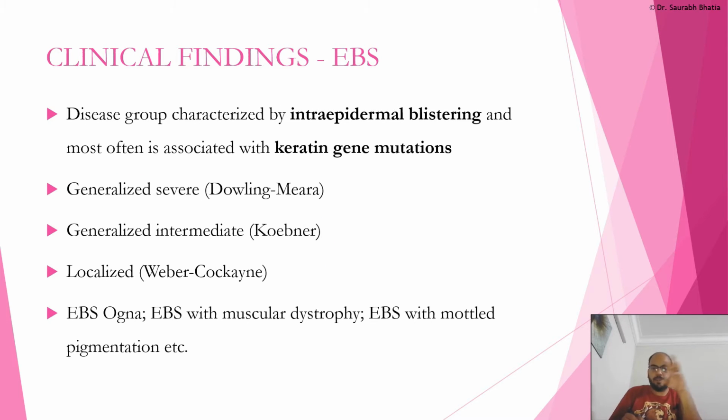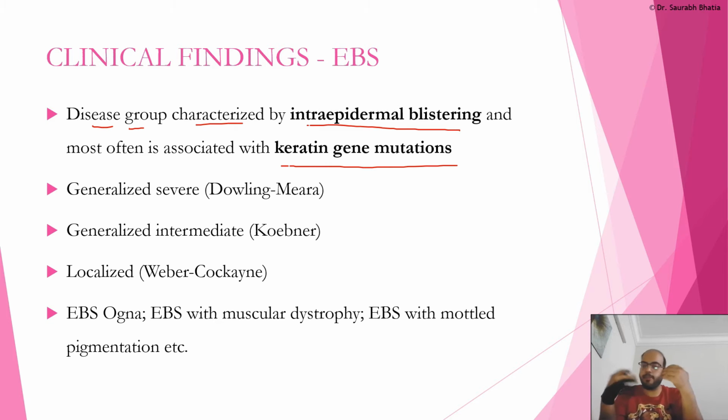The clinical findings in EB simplex: the disease group is characterized by intraepidermal blistering. Remember, it is happening at the lower level of basal keratinocytes, so the split is happening in the epidermis. So it's intraepidermal blistering, and most often is associated with keratin gene mutations. There are other gene and protein mutations, but the most common EBS is keratin 5 and 14 mutations.